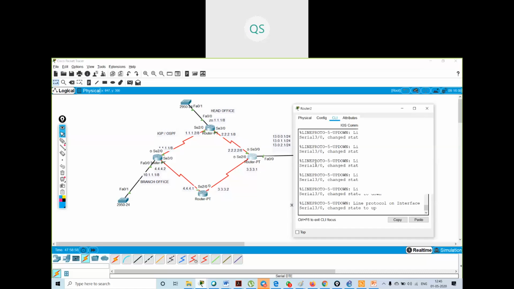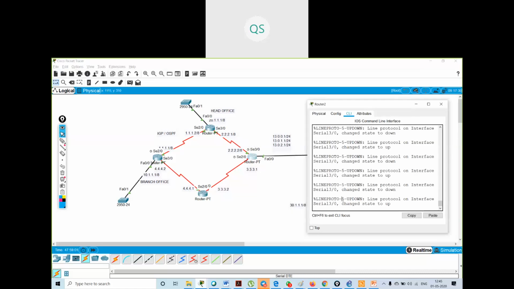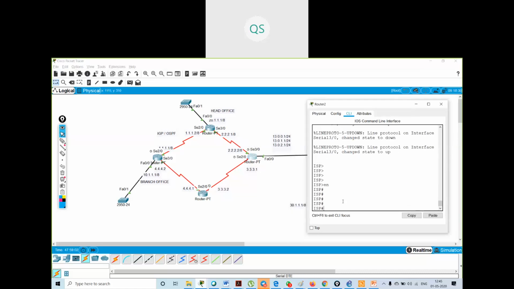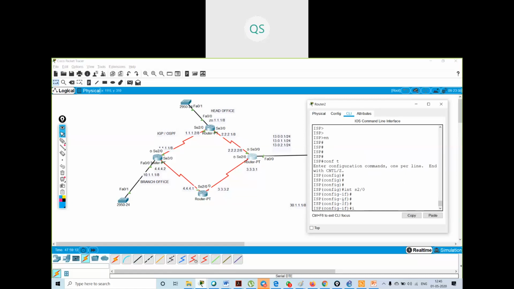Then I will go on this router: enable, config terminal, interface serial 2/0, IP address 3.3.3.1 255.0.0.0, no shut. Okay. Then I will do show ip protocols and show ip route.